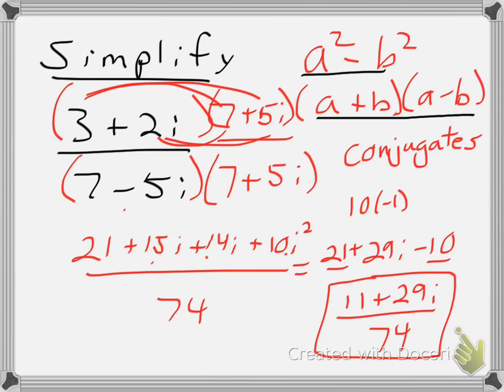So automatically I identify the conjugate of my denominator, multiply to the numerator and denominator, and then simplify as much as I can.